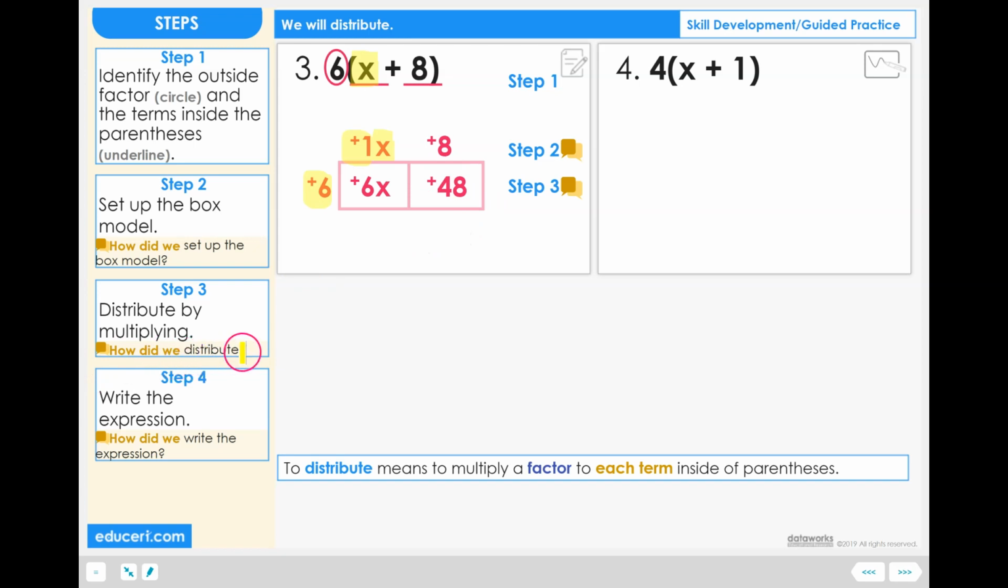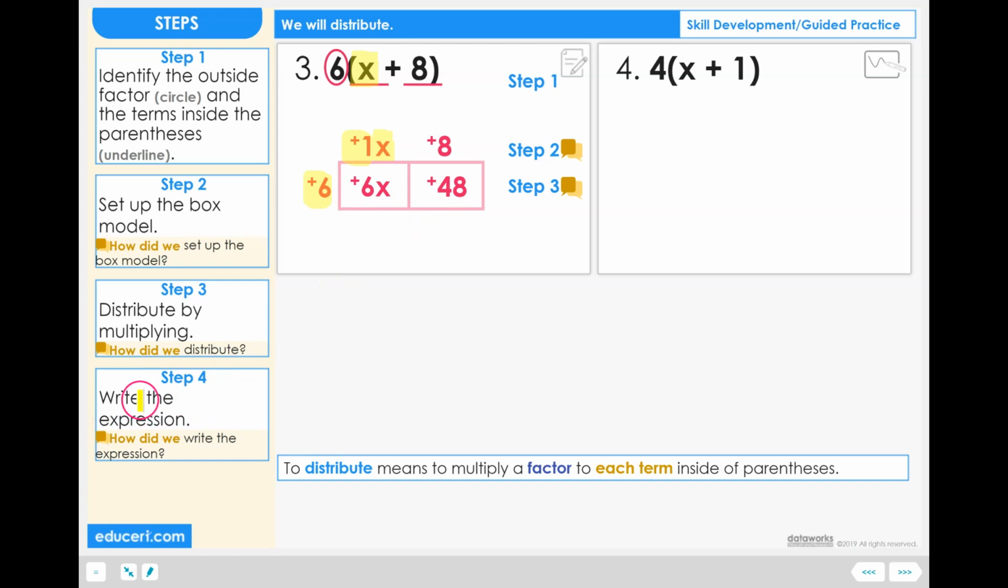How did we distribute? We distributed by completing the box model and finding the product that goes into the box for each combination of 6 and positive 1x and positive 6 and positive 8, getting our two terms.